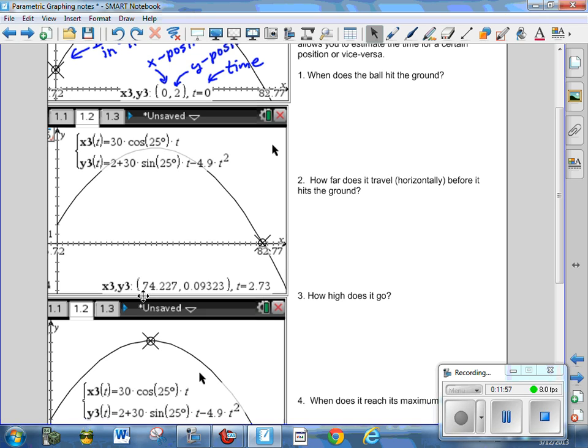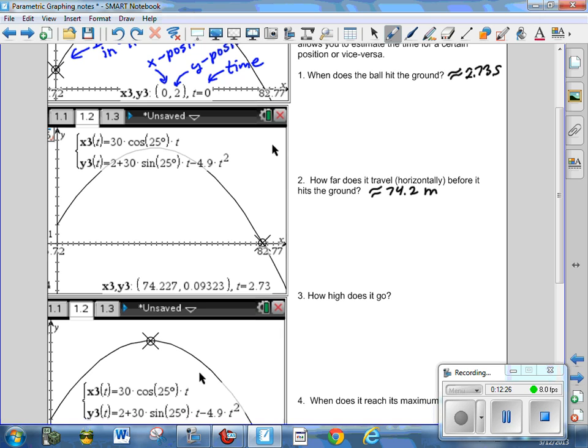And that happens when x is about 74 meters from where it was thrown. So that answers the first two questions on the graph. Approximately, when does the ball hit the ground? At 2.73 seconds. And how far does it travel horizontally? Approximately 74.2 meters.